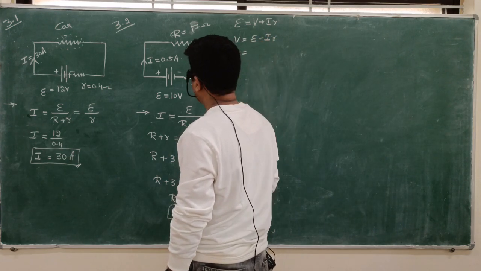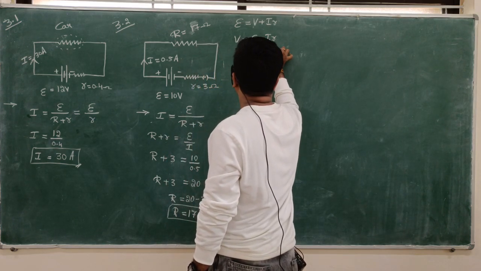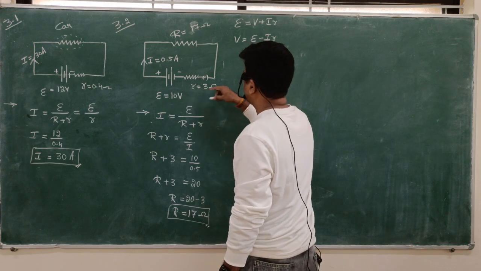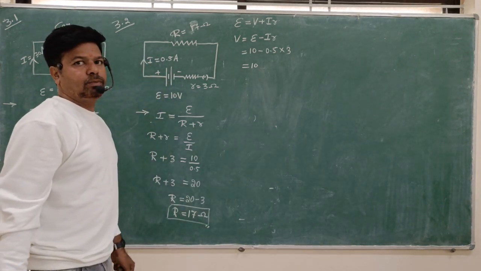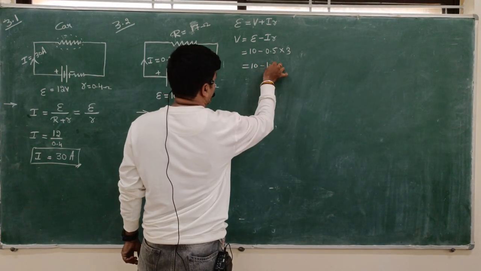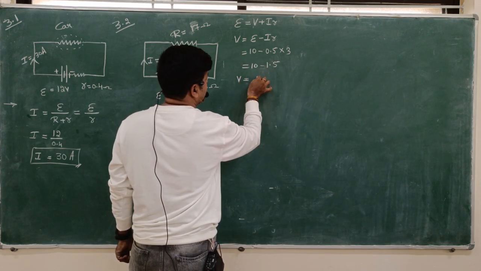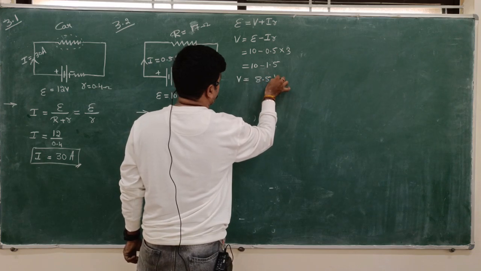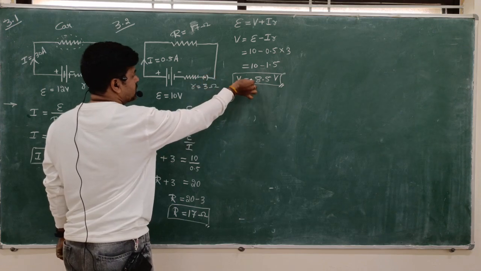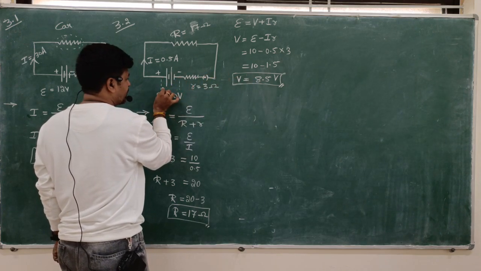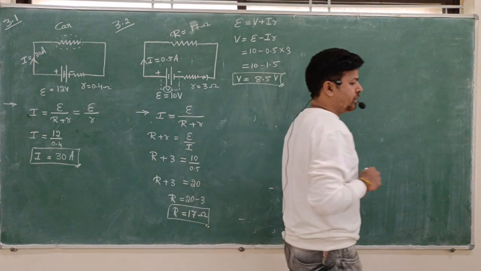What is the value of E? E value is 10 minus current 0.5 and internal resistance 3. So 10 minus 0.5 into 3, which is 1.5. So V is equal to 8.5 volt. So when the circuit is closed, this is the potential difference across the battery.